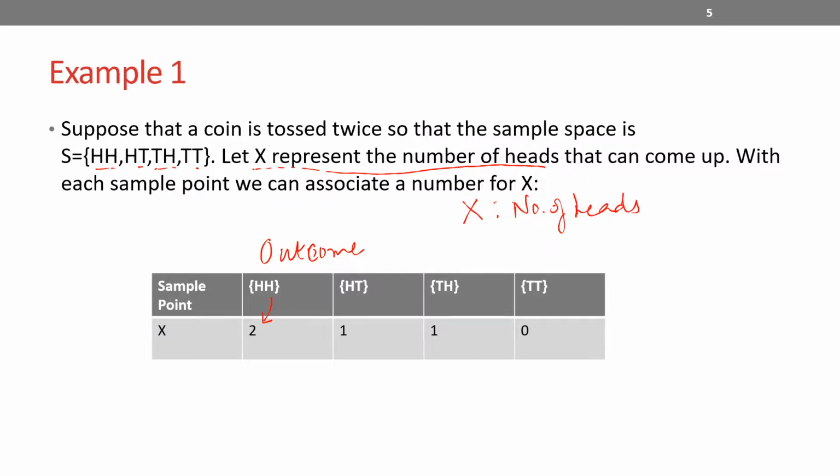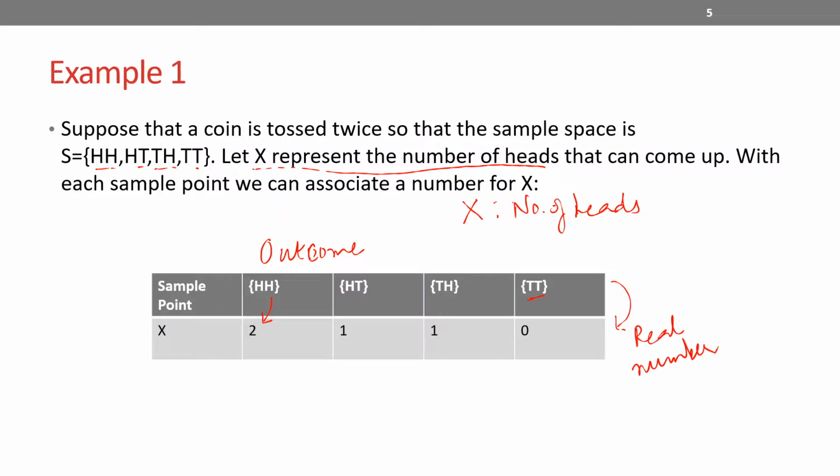So one outcome could be that both are heads, so X is 2. One outcome could be first heads, second tails, then X is 1. Similarly, the third outcome could be one tails and one heads, so X is 1. And another outcome could be that we have both tails, right? So the outcome is 0. So as you can see, each outcome is mapped to a real number, and this real number representation is my random variable.